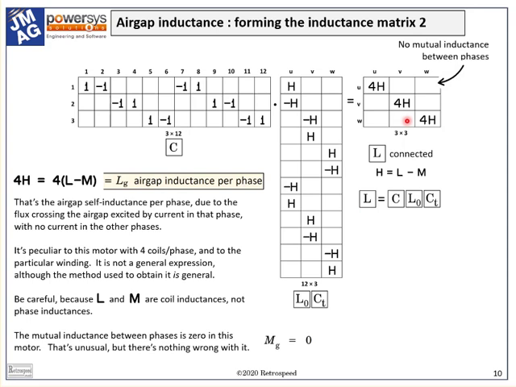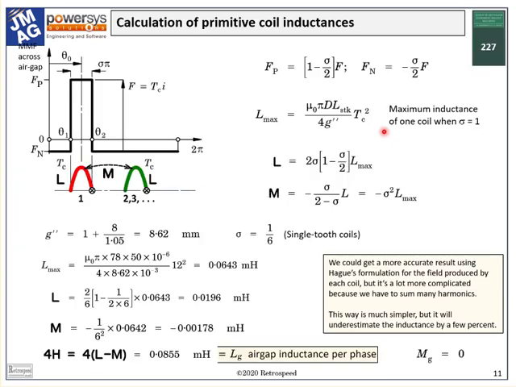So now we need to calculate L and M, the self-inductance of one coil and the mutual inductance between any two coils. And to calculate L and M, we consider the flux distribution produced around the air gap by one coil. It's highly idealized, of course, but it's simple and reliable, and it can be found in every serious textbook that deals with electric machine windings.